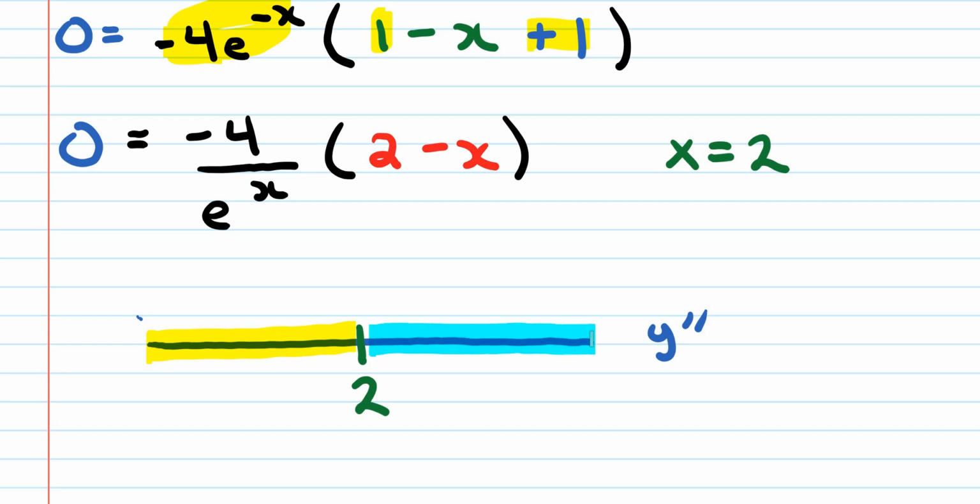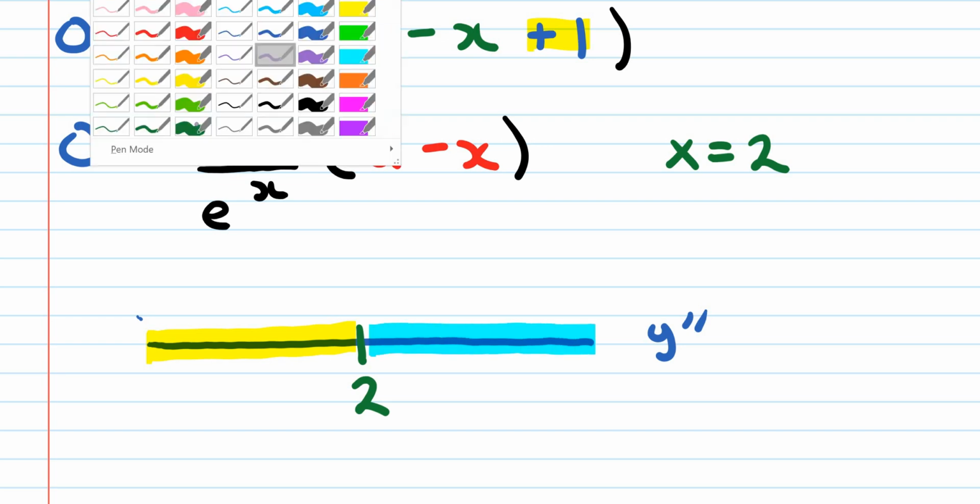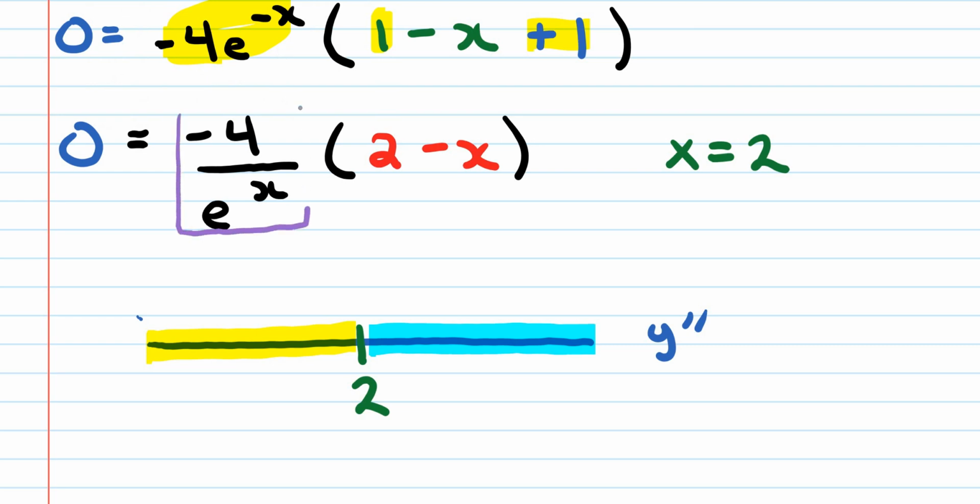Okay. Before we test this, I just want people to know that this part here in the purple box will always be negative, regardless of what x value you plug in there. Okay. So I mean, the denominator will always be positive, but since you have a negative 4 on the numerator, that expression will always be a negative. So how does that work here?